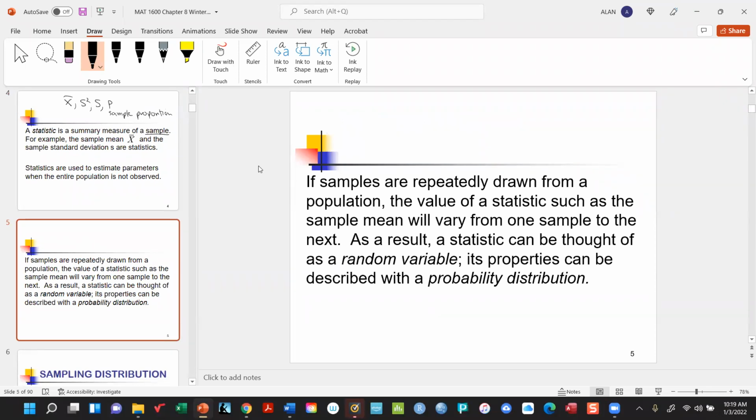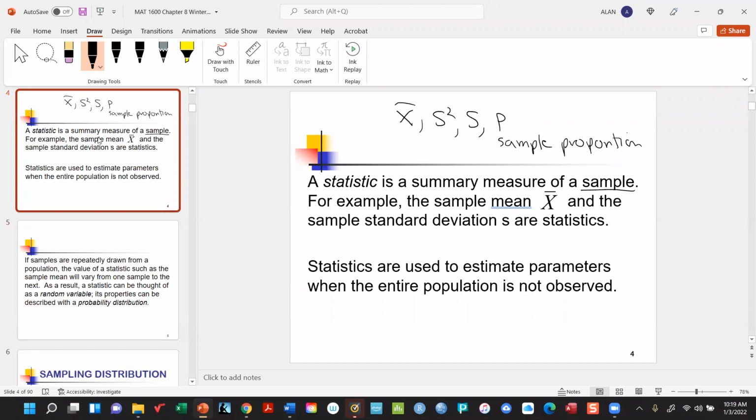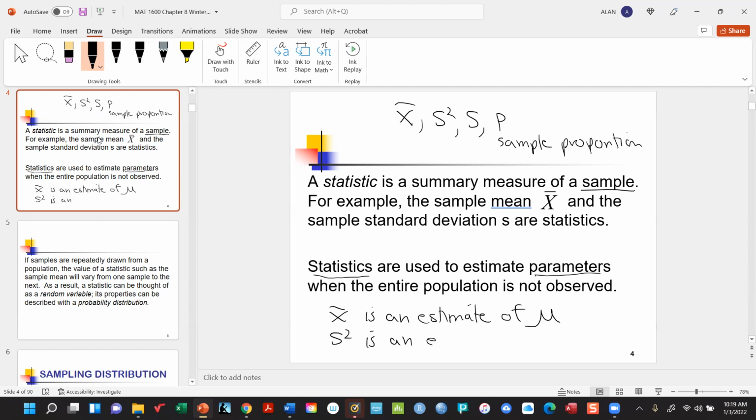Also, we could make the case that these statistics that we're calculating from sample data are used to come up with an estimate of the corresponding population parameters. In other words, X bar is an estimate of mu. S squared is an estimate of sigma squared, et cetera. So why do we bother with the statistics? Why don't we just use parameters? Because most of the time, the population is too large for us to realistically gather up every element in the population. So we typically wind up leaning on samples instead.